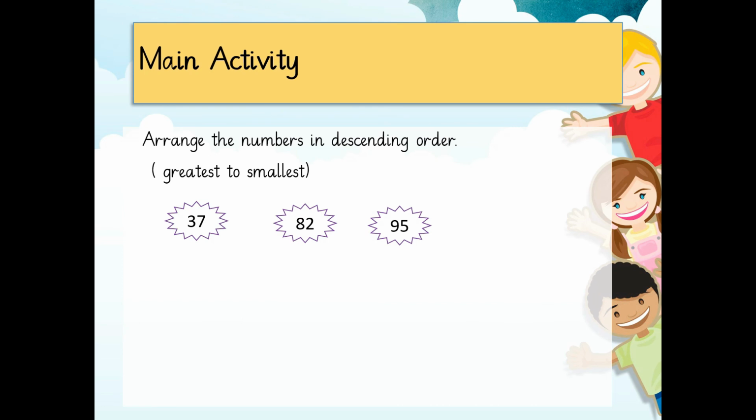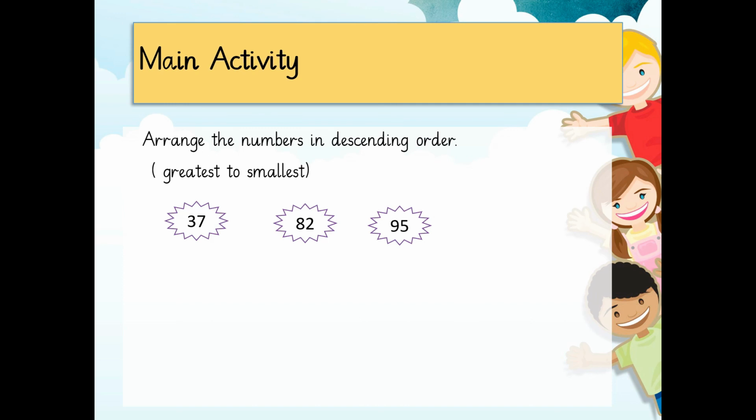Comparing and ordering. Alright children, so far we have done comparing with different sets of numbers. Comparing can be done with more than 2 numbers as well. If you look at the given question and the given numbers, arrange the numbers in descending order. Descending means decreasing order from greatest to smallest. The set of numbers is 37, 82 and 95.